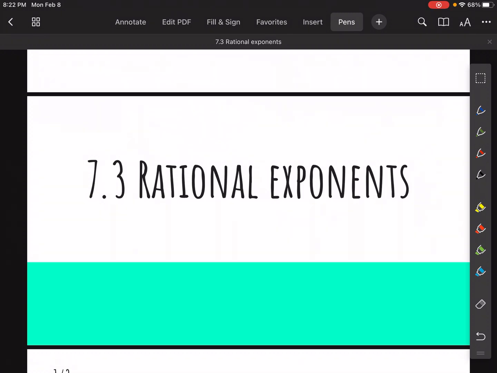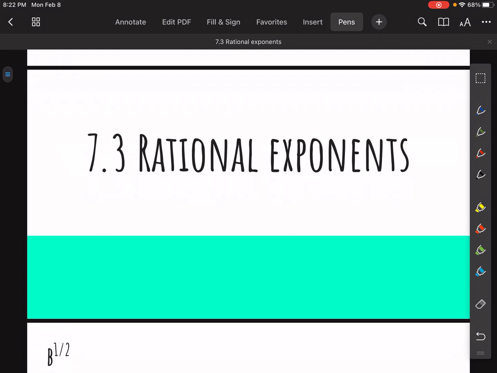Alright guys, welcome to 7.3 Rational Exponents. Up until this point you guys have been dealing with some division properties of exponents, some multiplication properties of exponents. So now we're going to deal with fractional exponents and get into some radicals as well.